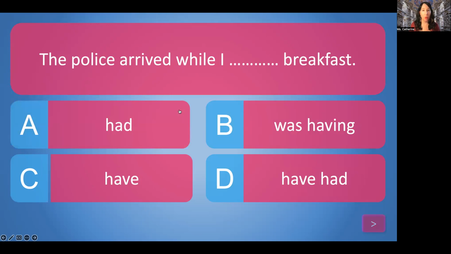How about this one? The police arrived while I blank breakfast. A, had, B, was having, C, have, or D, have had. Whew, that's a tough one. What do you think? The police arrived while I blank breakfast. That's right. The clue word is while, was in the past and still doing it while I was having, right? Would this be the present perfect tense, the past perfect tense, or the past continuous? That's right, past continuous, while I was having. You know, these are tough.